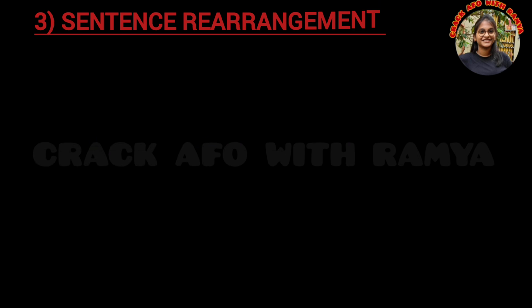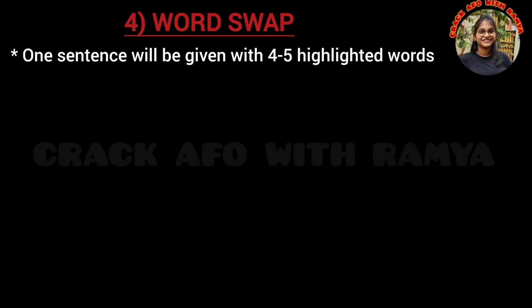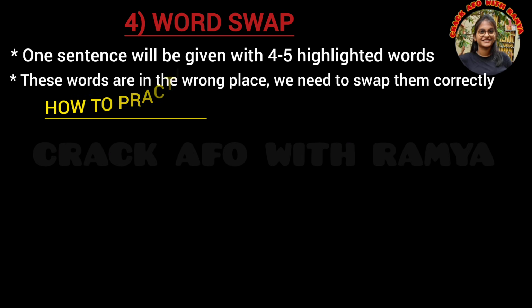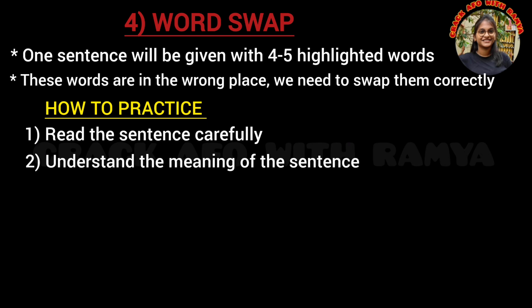And after sentence rearrangements, the next topic is word swap. In this, one sentence will be given with 4 to 5 highlighted words. Like these words are in the wrong place and we need to swap them correctly so that the sentence makes proper sense. To solve this, just read the sentence carefully. If the meaning feels wrong or confusing, it means some words are misplaced. Once you understand the meaning, it's easy to find which word should be swapped.